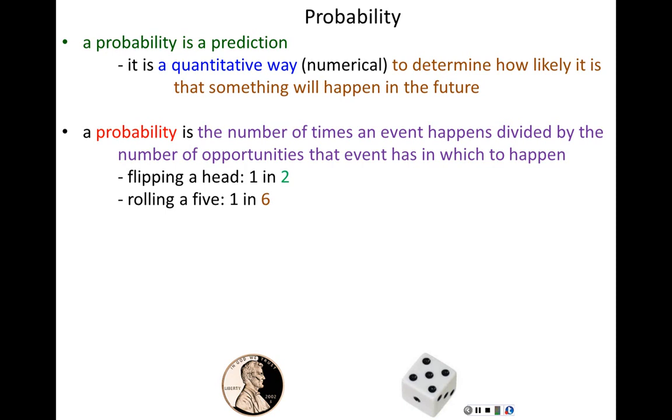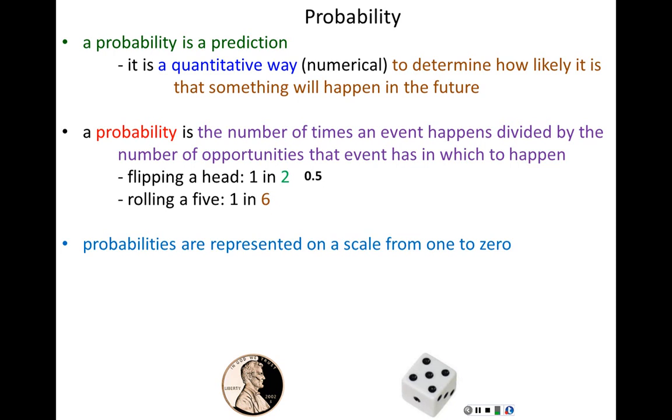Again, how many 5s are on a single die? There's 1. How many numbers or possible events are on a single die? Well, 6. So 1 in 6 is our probability. Probabilities usually aren't represented as these types of sentences, 1 in 2, 1 in 6. They're usually represented as a fraction or a decimal, on a scale from 0 to 1. So truly, the probability of flipping a head is 0.5, 1/2.